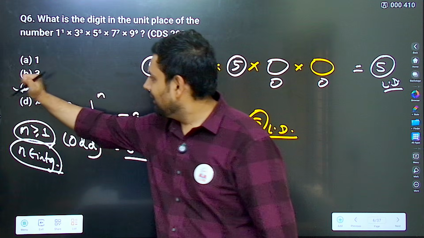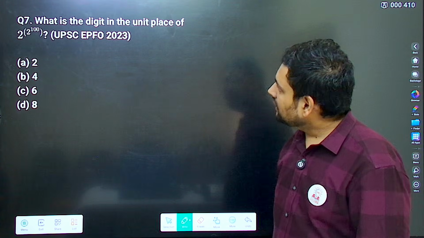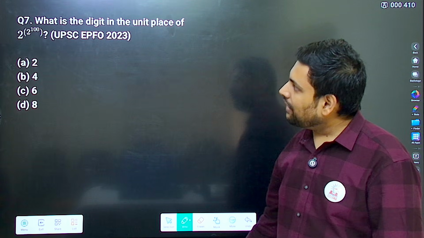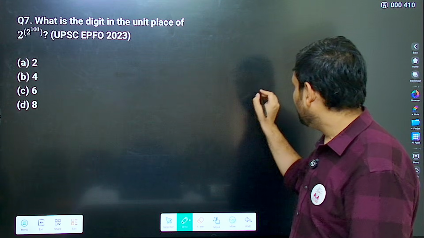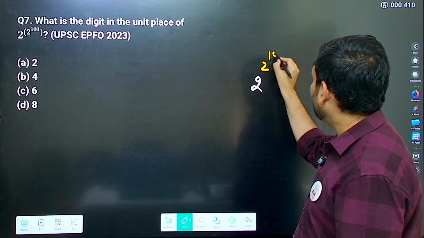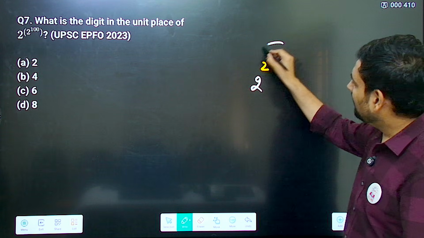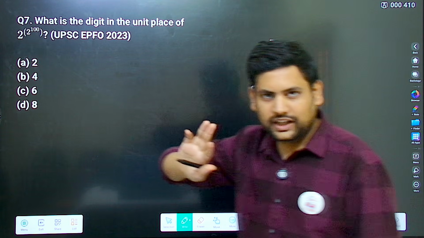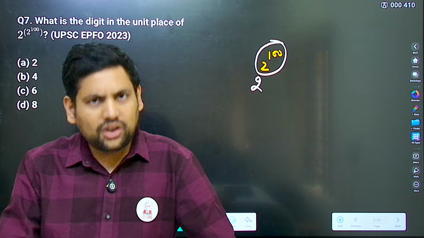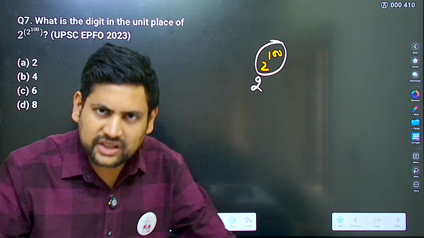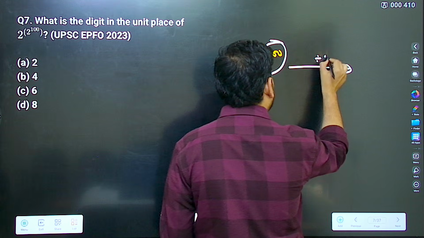Understood? Then next, what is the digit in the unit place of 2 power 100? Now don't get afraid of all these things. What is this? 2 power 100. Ultimately this is some power, no? What do you do with powers? You always divide the power by 4. So you do the same thing. Now you divide the power by 4 and write the remainder here.